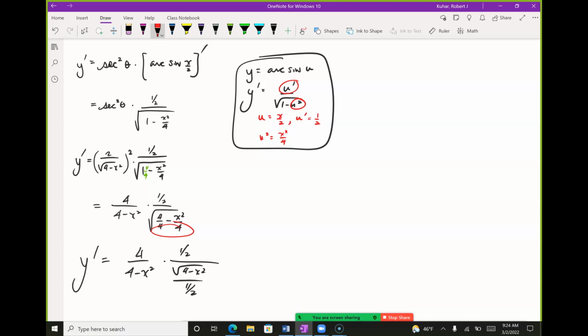So these 1/2s will cancel. That 1/2 looked funky, but those cancel. And it looks like I have a final answer of 4 over 4 minus x squared to the 3/2.